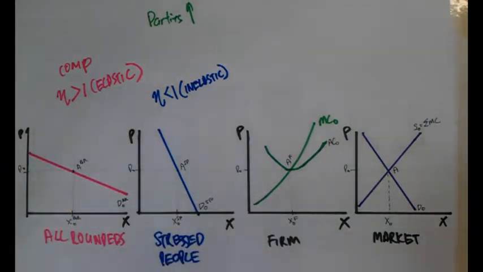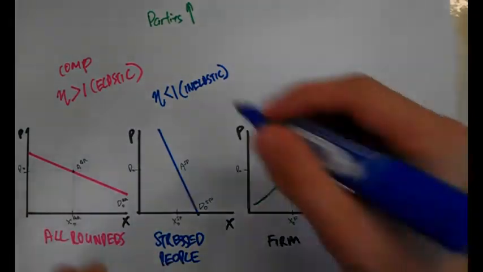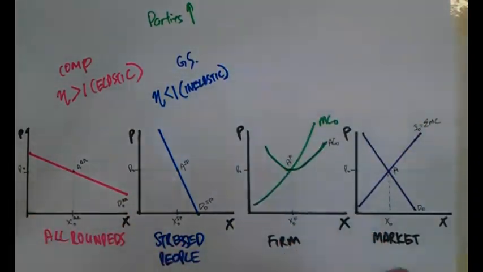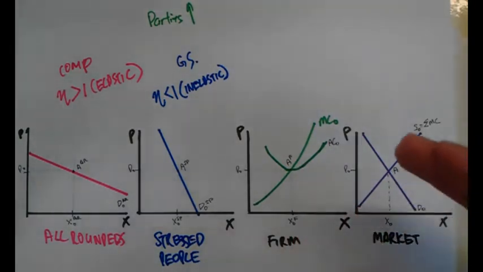Now for the stressed people, we know that they are gross substitutes, right? So when they are gross substitutes, they're so stressed, they don't want to spend so much money, right? So when the price of parties goes up, they will consume fewer parties and they will have more books.